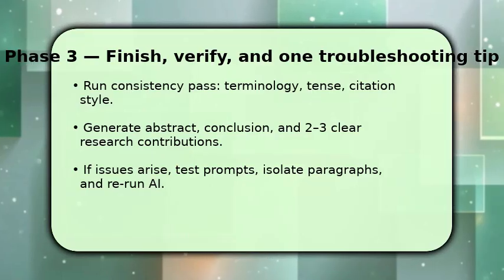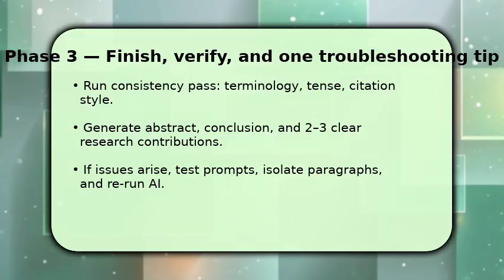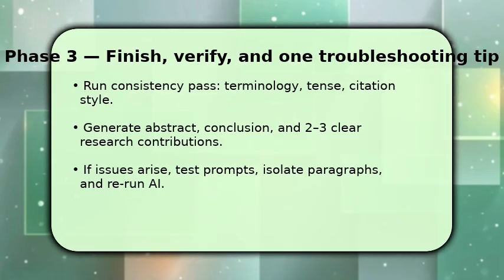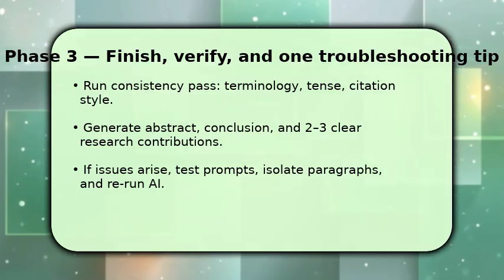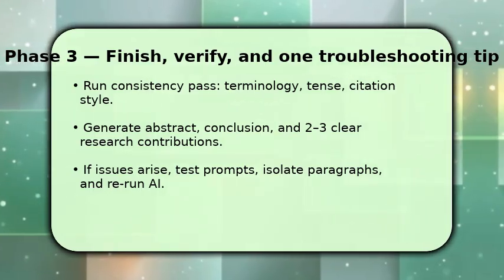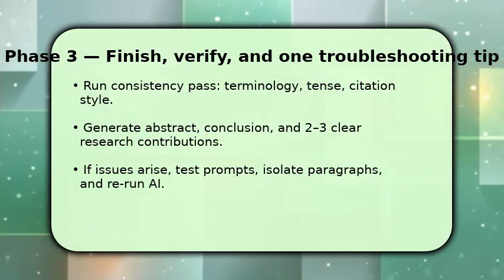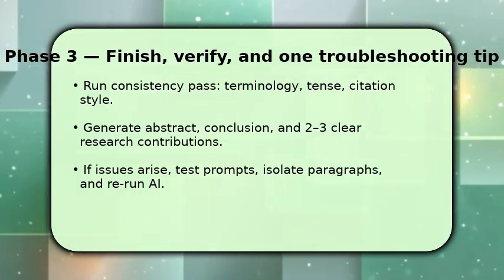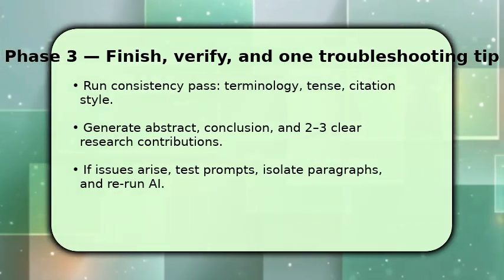You approach finalization by doing a consistency pass. Harmonize terms, verb tenses, and citation style across the document. This improves readability and examinability. Then use AI to craft a concise abstract and a conclusion that lists 2 or 3 distinct contributions.